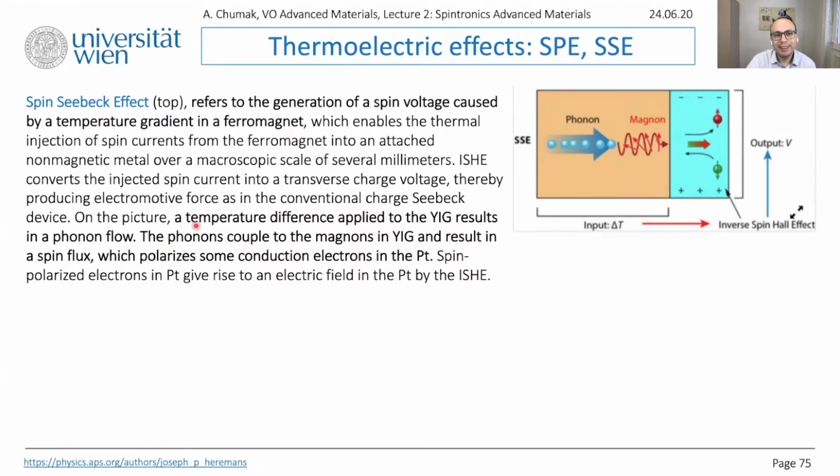The temperature difference applied to YIG here results in a phonon flow. These phonons consequently are coupled to magnons in yttrium iron garnet, and these magnons then induce spin polarized current into the attached metal. And this induction you can understand, for example, in terms of spin pumping, as we discussed, because in spin pumping, when you excite magnetization precession, you also induce spin polarized current into the attached metal.